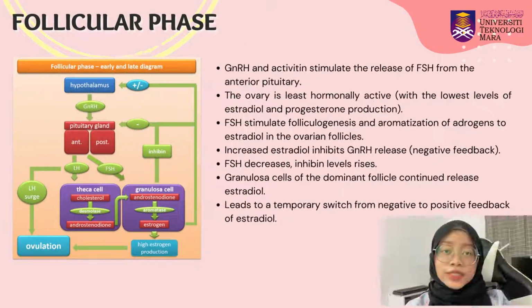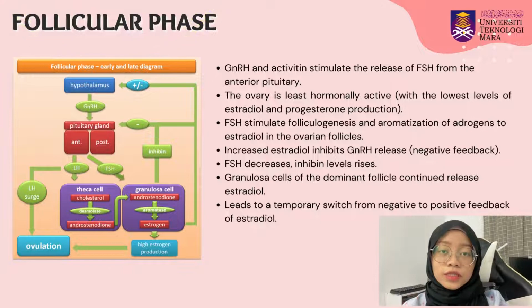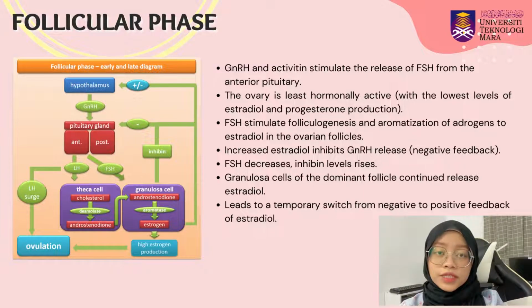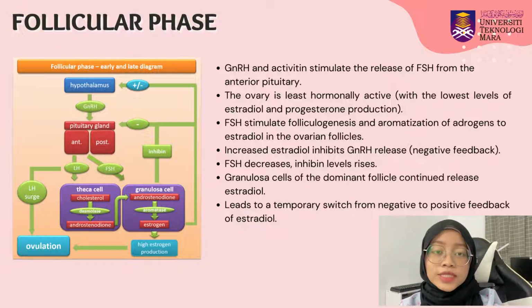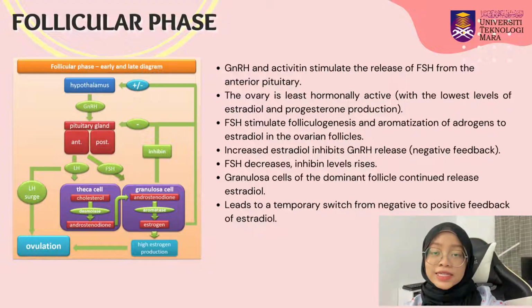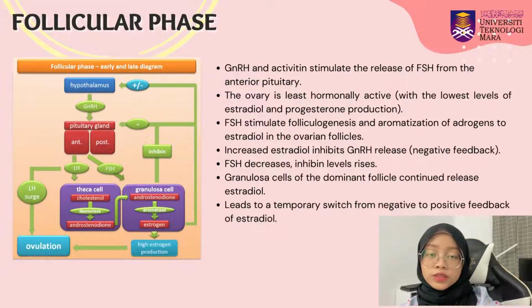Early in the follicular phase, GnRH activates and stimulates the release of FSH from the anterior pituitary and augments FSH action in granulosa cells by increasing FSH receptor expression and increasing aromatase activity. It begins on the first day of period and ends when ovulation occurs. The average length of the follicular phase is 16 days, but it can last anywhere from 11 to 27 days depending on cycle. The ovary is least hormonally active with the lowest levels of estradiol and progesterone production during this time of the menstrual cycle.